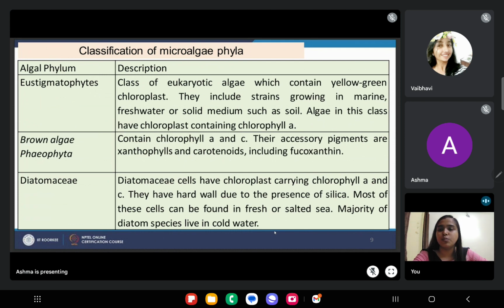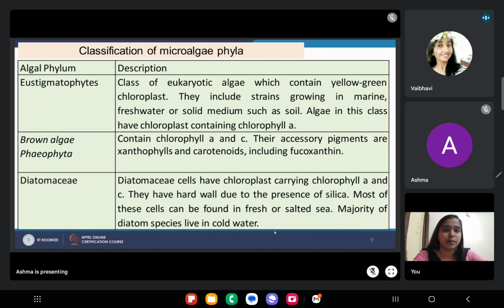Next is diatoms. They have chloroplast containing chlorophyll A and C. They have a hard shell or hard wall due to presence of silica, and most of these can be found in fresh or salted water.